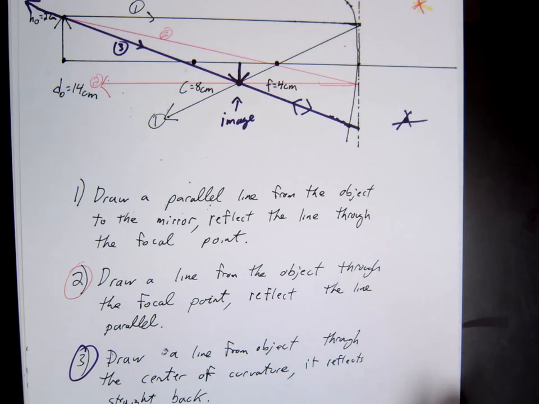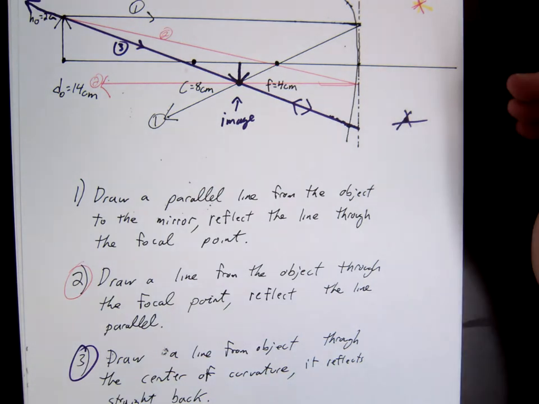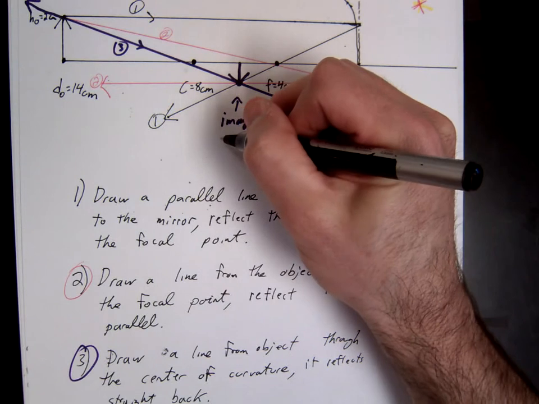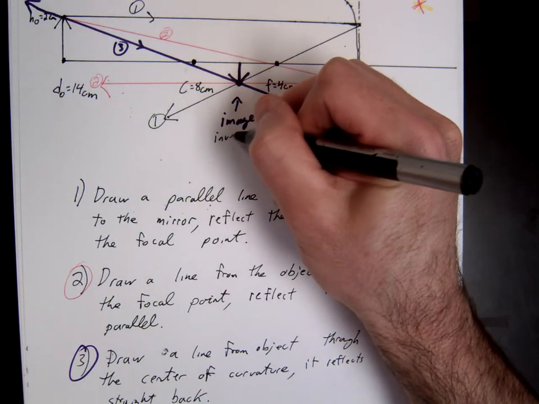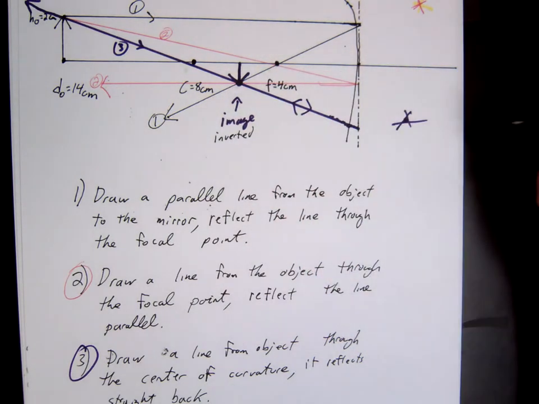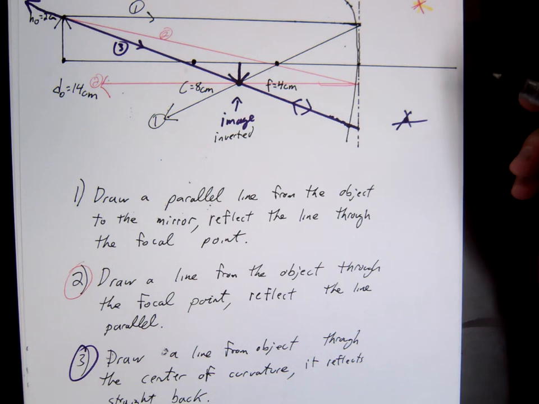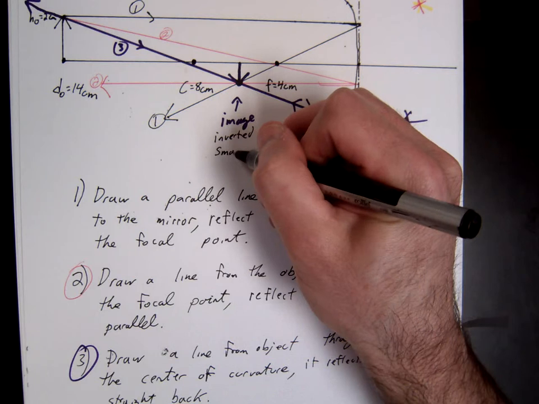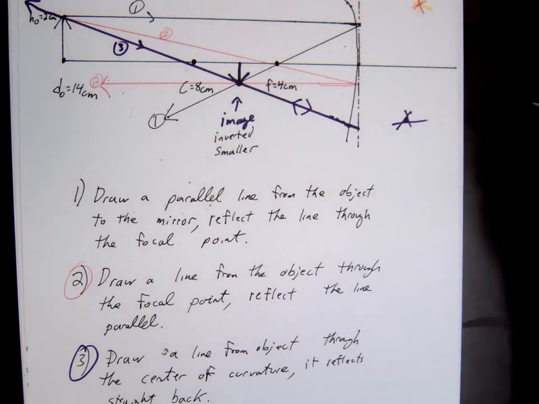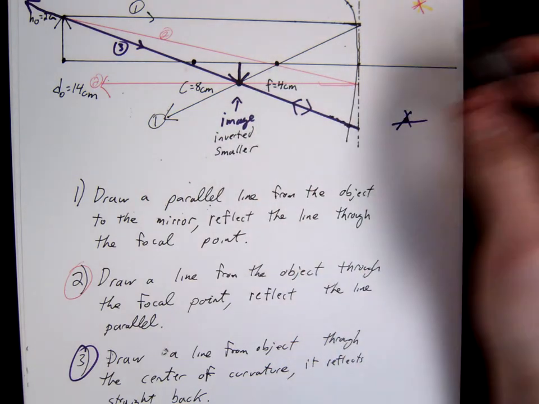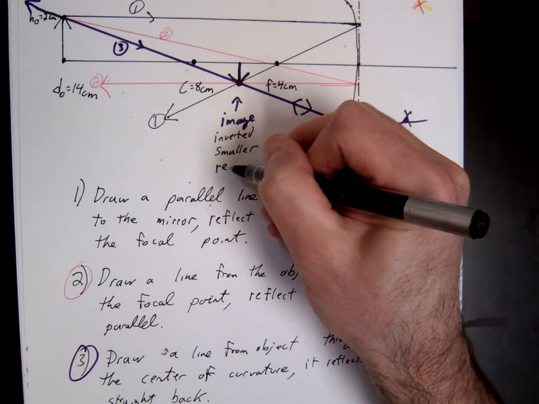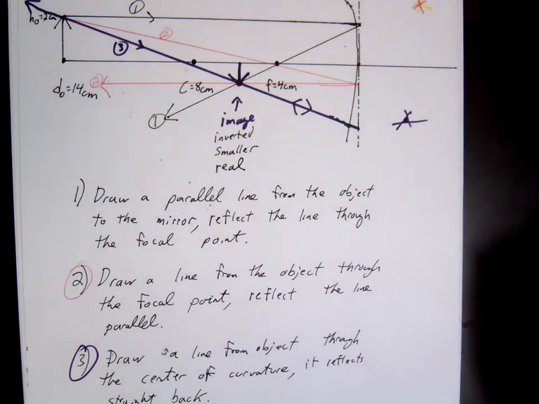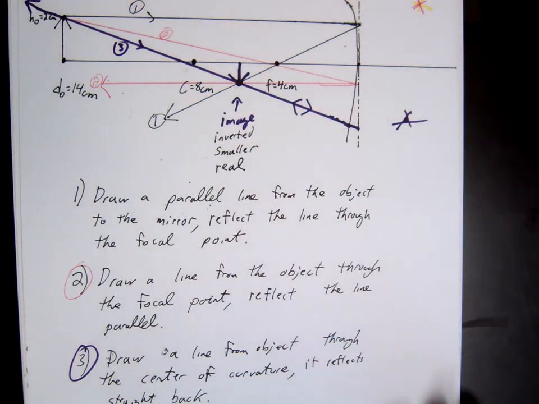Okay? So conceptually, what do you notice? What are some characteristics of this image? Upside down, yeah. We use the word inverted, but upside down is okay. Is it larger or smaller than the object? Smaller. Okay, and this is what we refer to as a real image.